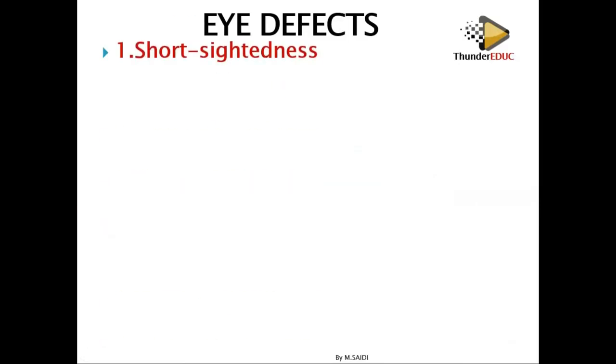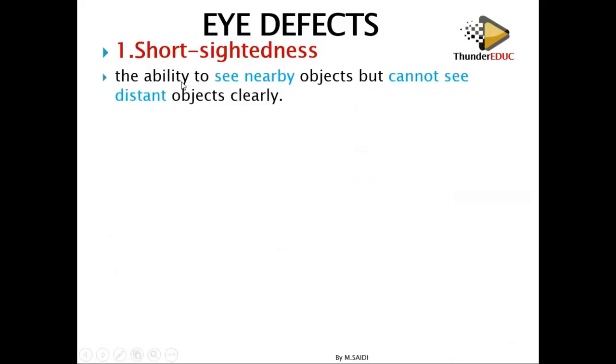We have short-sightedness. What does it mean? Short sight. It means that you can see objects which are near, in short distance. That's why it's called short-sightedness. Then it means that you can't see objects which are far. So it's the ability of the eye to see nearby objects, but not see objects in a distance, or objects which are far, more than 6 meters from the individual.